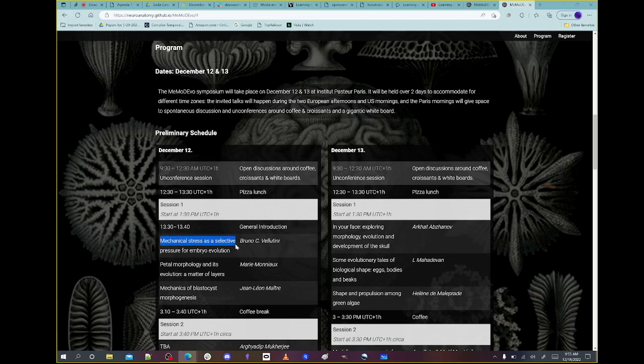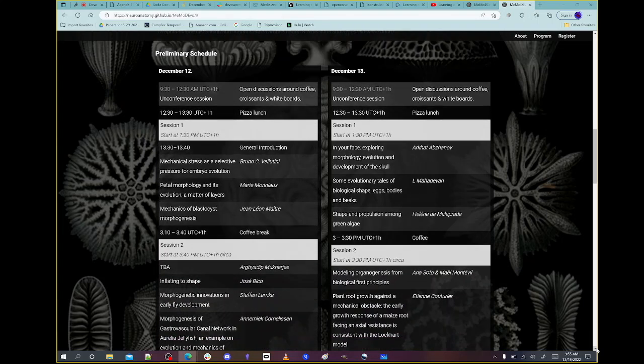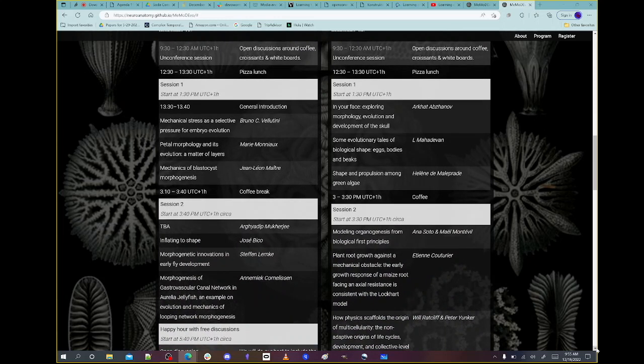They had some interesting work on mechanical stress as a selective pressure for embryo evolution. They had also some work on plants, so it wasn't just animals. They had a number of different species, so in terms of species, it was very diverse. It went from small microbes to different collectives of microbes to yeasts to animals of different orders to plants and different types of plants. So there was all sorts of stuff going on there.